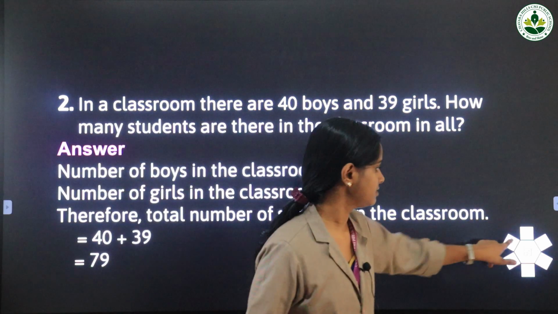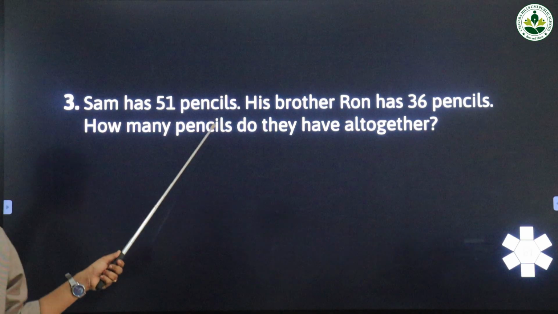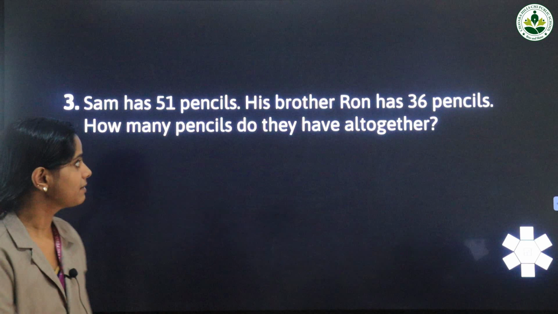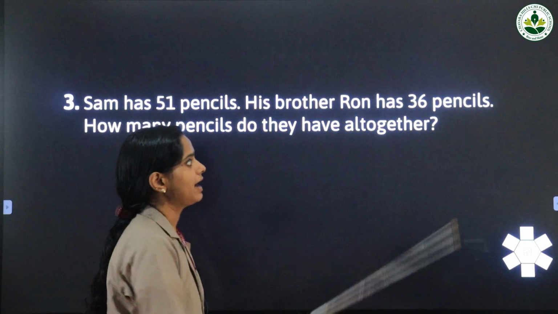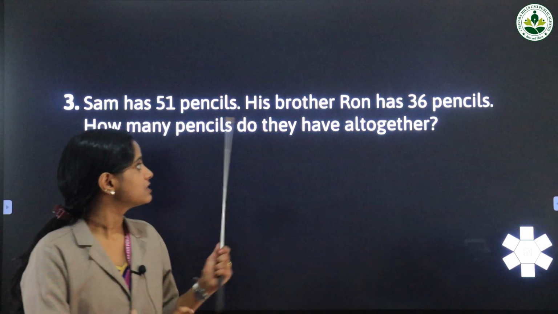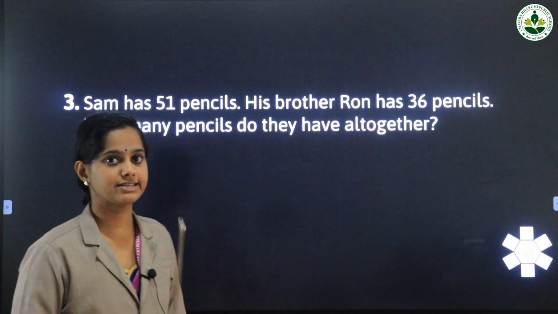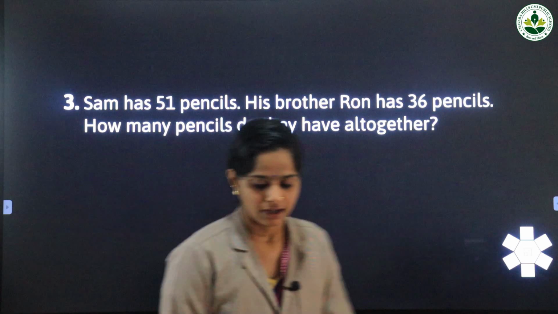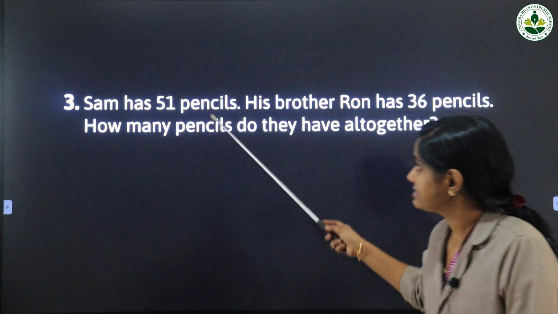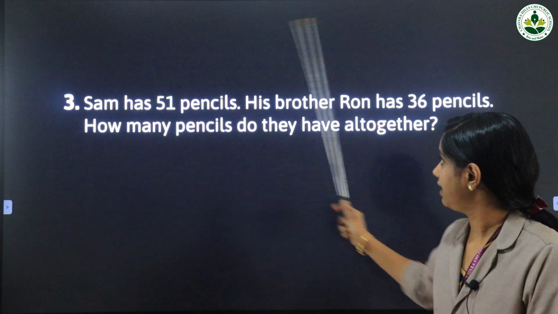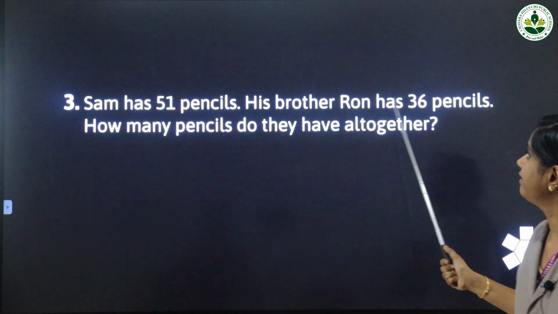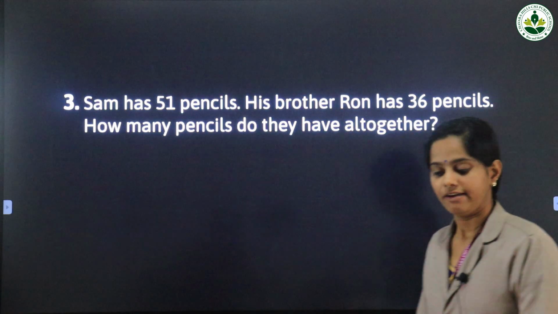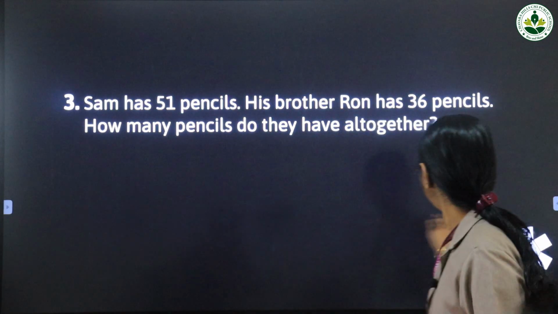Okay, another question. Sam has 51 pencils. His brother Ron has 36 pencils. How many pencils do they have altogether? The number of pencils Sam has is 51 and the number of pencils Ron has is 36. We have to find the total number of pencils.